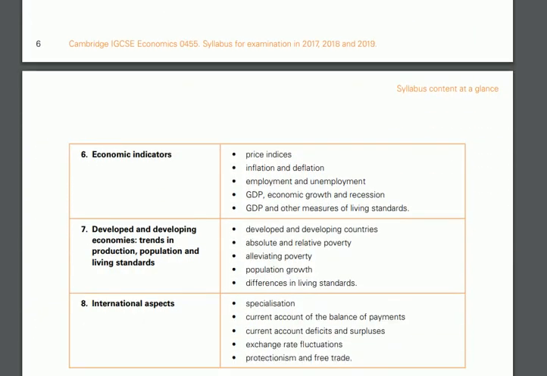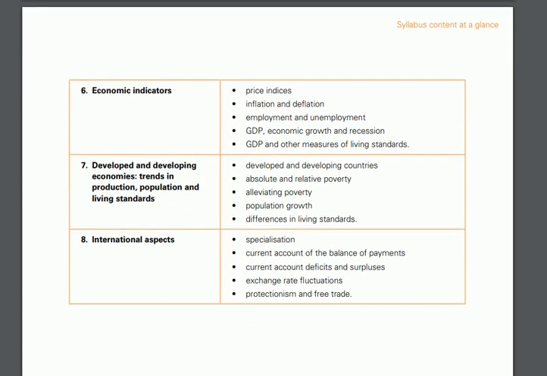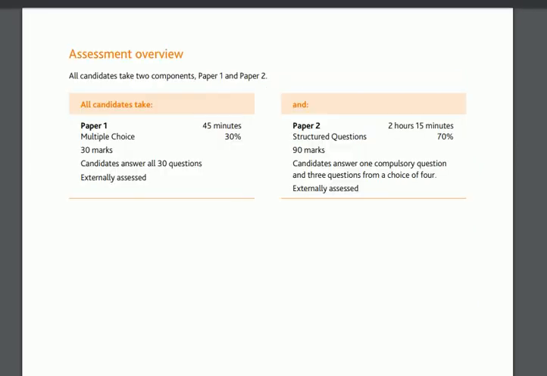Staying with macro now, 6 out of 8 is the economic indicators of inflation, employment, GDP and other measures of living standards. 7, looking at the global economy, focusing on poverty and the difference in living standards around the world. And lastly then is international trade, international aspects, which include exchange rates, obviously the advantages of free trade and then reasons for protectionism. Those are the main topics.